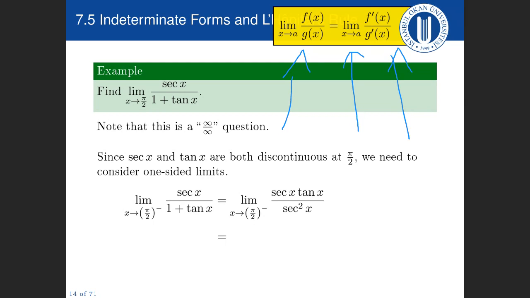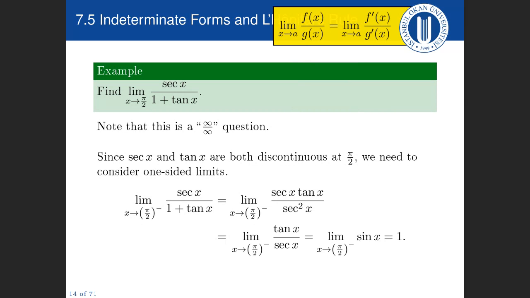Now we can simplify this. Cross out the sec on the top with the sec squared on the bottom. We get tan divided by sec. But what do these mean? Tan means sine divided by cos, and sec means 1 divided by cos. The cosine terms cancel out, and we just end up with sine x. So we want the limit as x tends to pi over 2 from the left of sine x, and that is equal to 1.